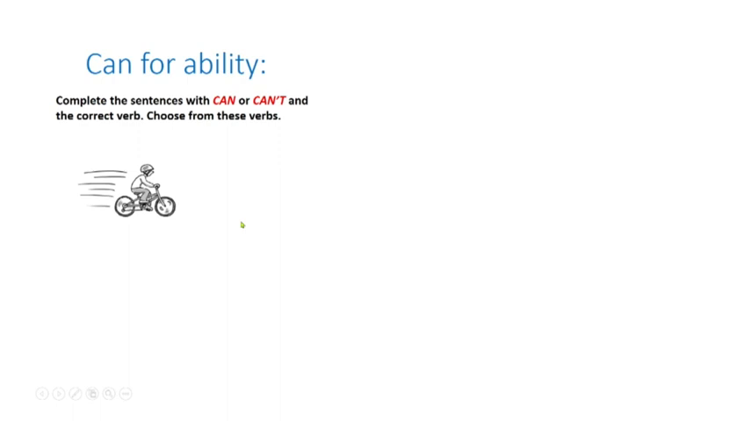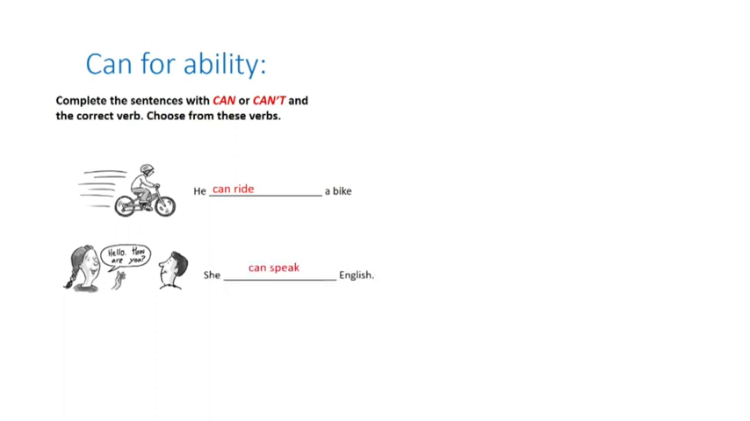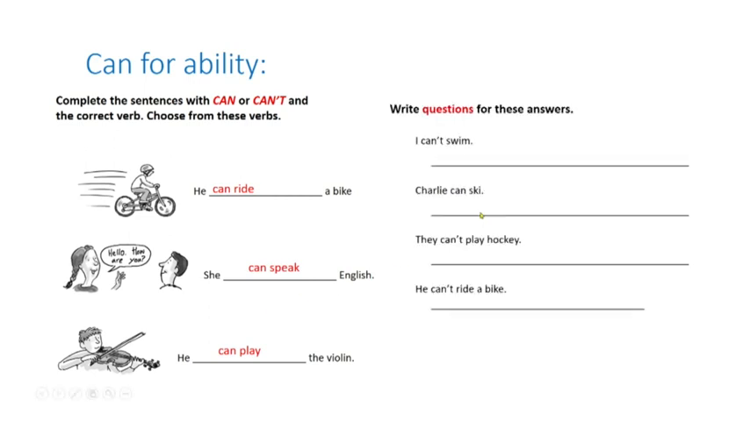So how can we say on ume da vozi bicikl? Of course, we use can. He can ride a bike. Ukoliko neko ume da priča na engleskom jeziku, we say she can speak English, right? And we see the boy who plays the violin. Vidimo dečaka koji ume da svira violinu. So how we can say on ume da svira violinu? He can play the violin. That's right.